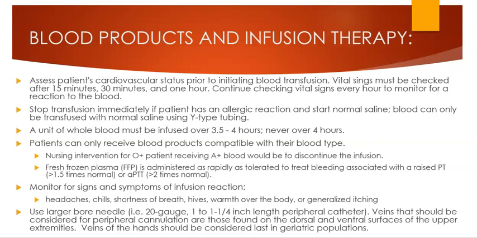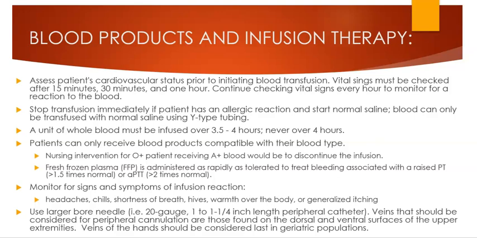Fresh frozen plasma, or FFP, is another component that we use of blood. It's not the packed red blood cells or whole blood, but it's the plasma portion. This is one that's a little bit different. It's one that we administer rapidly, as fast as the patient can tolerate it, and it's to treat the bleeding associated with PT that is too high.